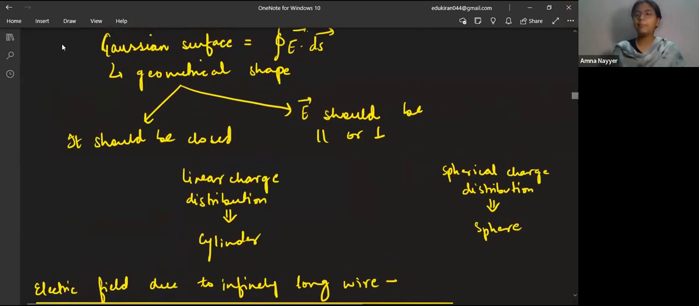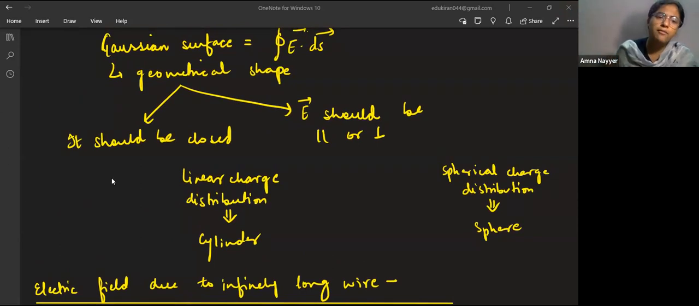Now, for the applications of Gauss theorem, we'll be using a Gaussian surface. I have mentioned earlier that we draw a Gaussian surface for the calculation. Just remember two conditions: the Gaussian surface should be closed, and the electric field should either be perpendicular or parallel to the Gaussian surface. This is just a condition for a Gaussian surface.